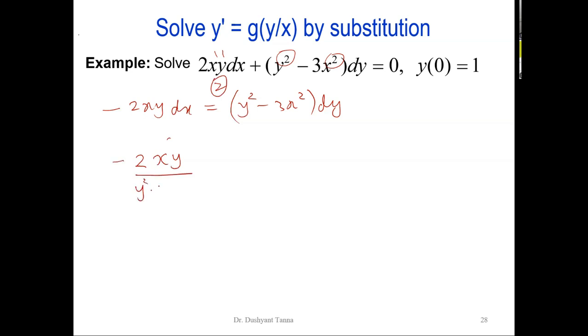2xy, y squared, 3x squared, dy by dx. I take away the minus and divide it by, remember, I need y on x or x on y. Yes. Okay, so I divide everything by x squared. Before that, I take care of the minus sign.